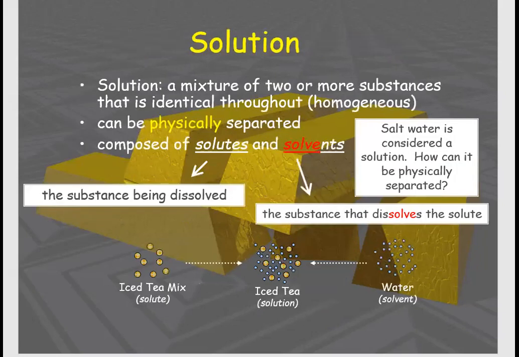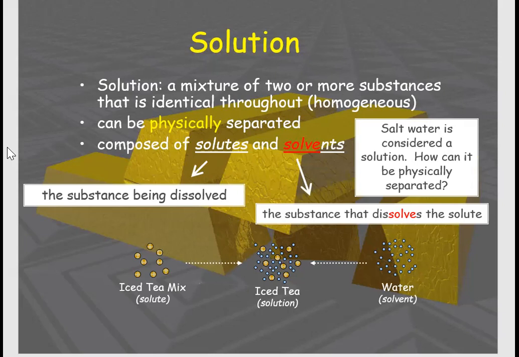Now let's talk about solution. A solution is a mixture of two or more substances that is identical throughout, homogeneous. It can be physically separated and is composed of solutes and solvents. The solute is the substance that is being dissolved, while the solvent is the substance that dissolves the solute. So I have here a question. Salt water is considered a solution, and how can it be physically separated? What do you think? What procedure should we do in order to separate the salt from water? We will do this activity in the next part.